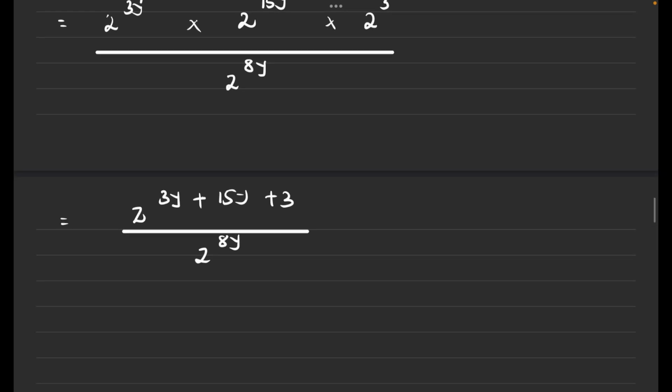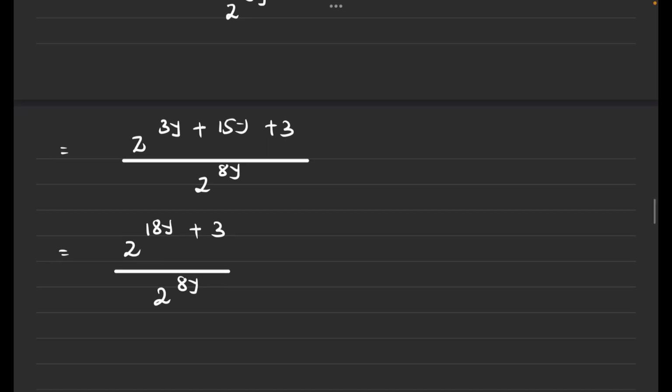Okay, so let's continue. So now 3y plus 15y, what is that? It's going to be 18y plus what? Plus 3. I divide everything by 2 to the power 8y. And at this point in time, I'm going to apply the quotient rule. The bases are the same, and so I'm going to subtract the exponents. So it's 18y plus 3. That is the exponent of the numerator minus the exponent of the denominator right there, which is 8y.